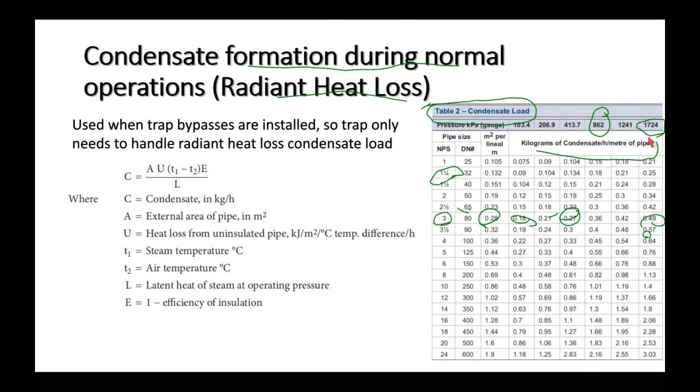So there are tables and charts available, and usually they would be from the trap manufacturers like Armstrong or Spirax or Yarway. And so what you can do is determine the radiant condensate load for normal operations. This is not a warm-up load. It does not include the amount of condensate that's formed while you're warming up a pipe.